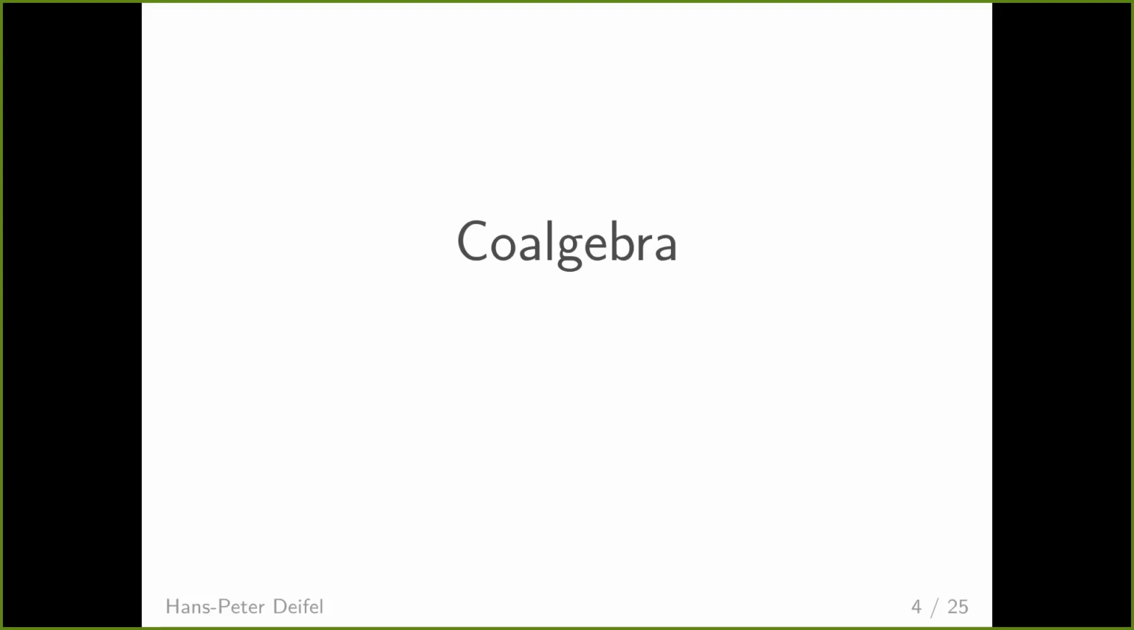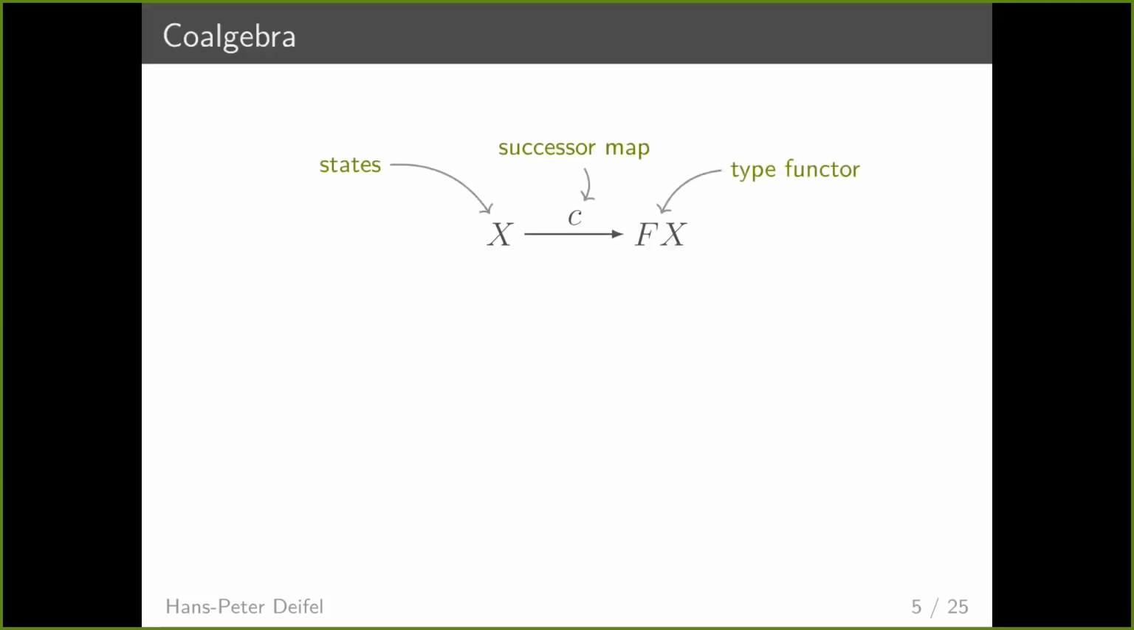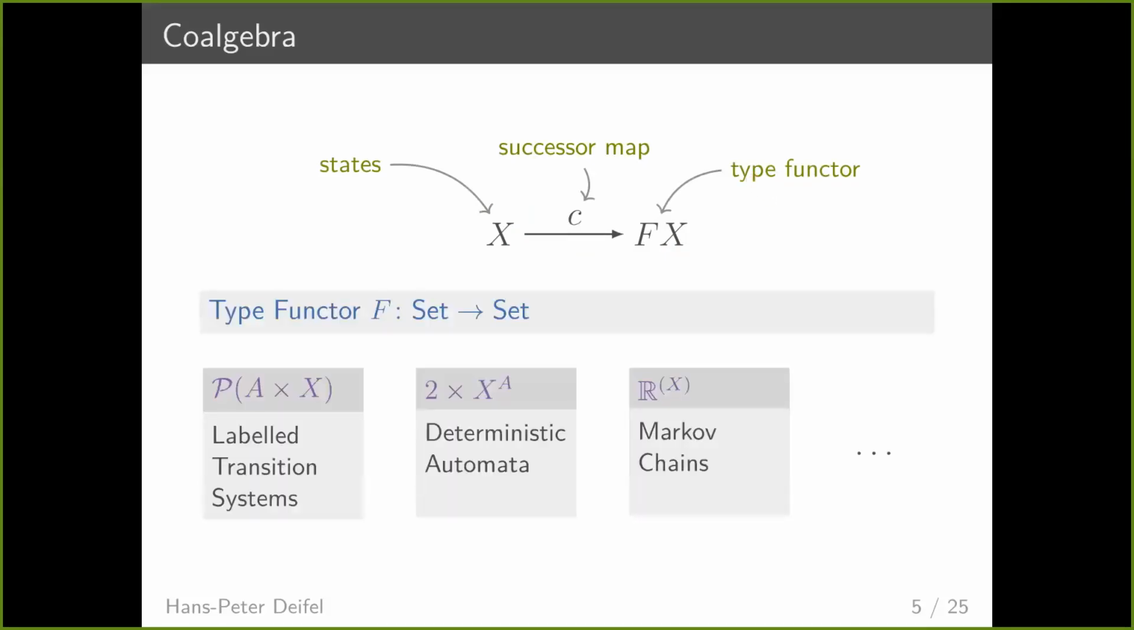So in this category, a coalgebra is defined as follows. It consists of a set of states and a successor map, which is also called a coalgebra structure. Now, this map takes a state from X and maps it into some kind of successor structure, which is determined by this type functor here. This type functor is just an endofunctor on Set, and it determines the types of transitions that the system can have. So for example, coalgebras for the power set over A times X functor correspond to labeled transition systems. Also, deterministic automata correspond to coalgebras for the functor 2 times X to the A, and Markov chains correspond to this real-valued functor here.